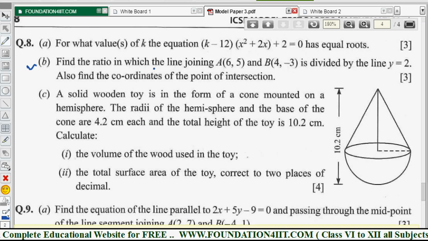Find the ratio in which the line joining A (6, 5) and B (4, minus 3) is divided by the line y is equal to 2. Also find the coordinates of the point of intersection. Y is equal to 2 means the x coefficient value is 0. We'll find the point of intersection. So let us take that P divides AB in the ratio k is to 1, and we'll solve this problem.